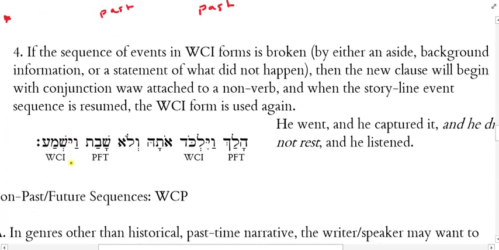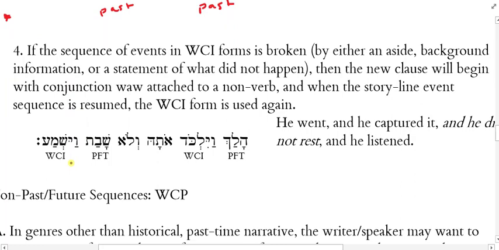Okay, now number 4. If the sequence of events in WCI forms is broken, and the way to break a statement of a sequence of events is to either stop your sequencing of events to give an aside, to give information that is maybe important to the narrative but isn't the next thing that happens in the narrative, to give background information, or to state what did not happen. If I say John went to the store and he bought ice cream and he ate the ice cream on the way home, those are all things he did. I would see WCI forms.